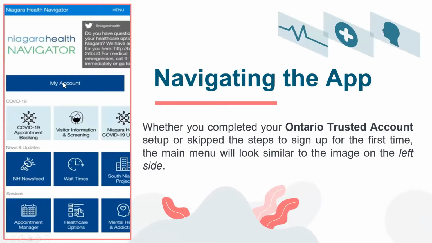If you had decided that you didn't want to create your Ontario account at that time, or if you did and you need to access your account at a later date, maybe you have a new vaccine code that you wanted to update on your account, you can actually access everything through this My Account tile here.